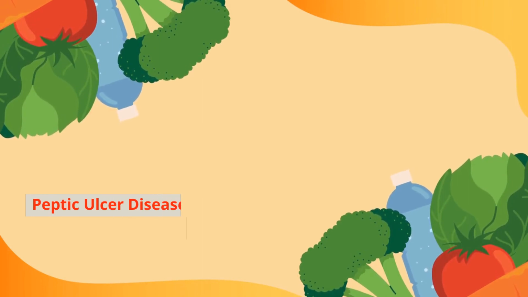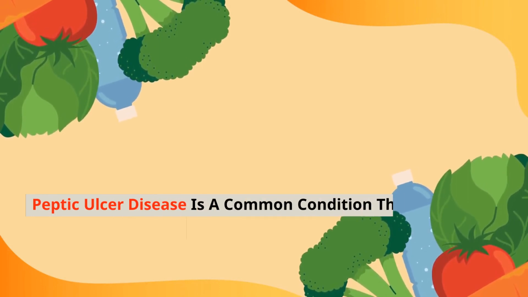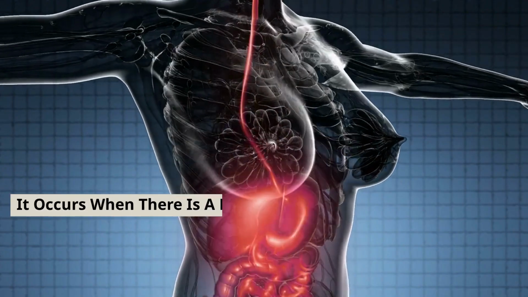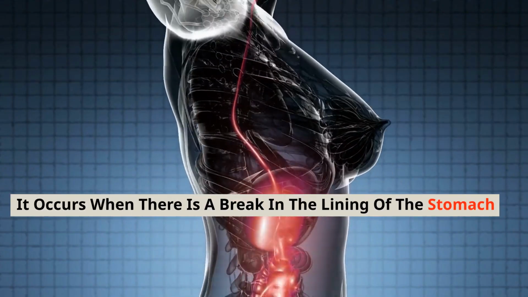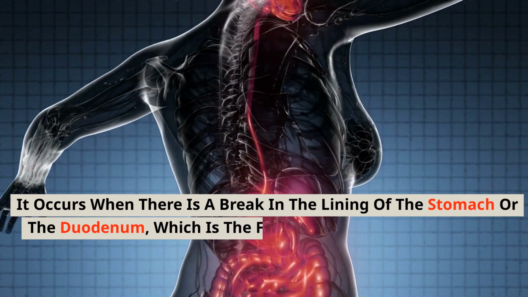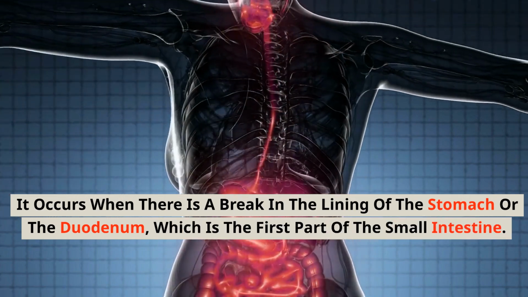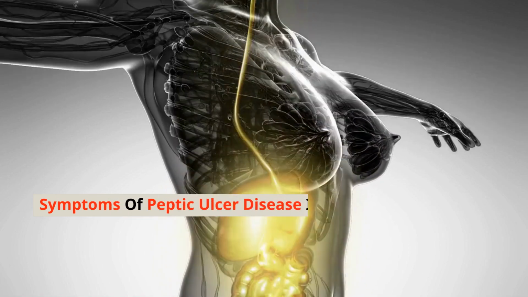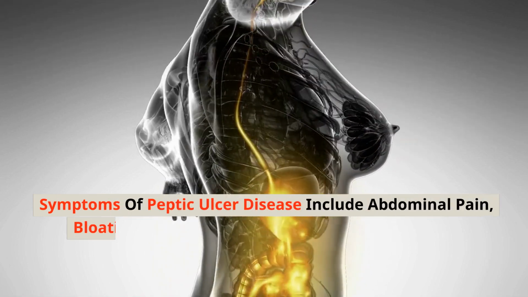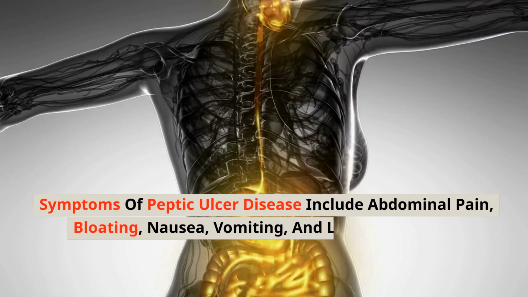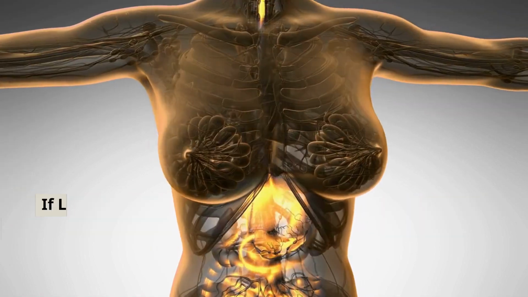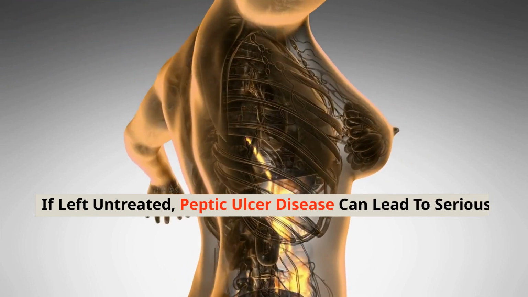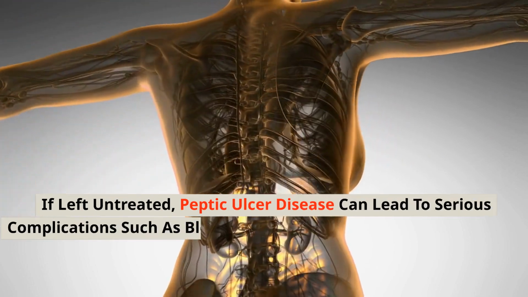Peptic ulcer disease is a common condition that affects the digestive system. It occurs when there is a break in the lining of the stomach or the duodenum, which is the first part of the small intestine. Symptoms of peptic ulcer disease include abdominal pain, bloating, nausea, vomiting, and loss of appetite. If left untreated, peptic ulcer disease can lead to serious complications such as bleeding and perforation of the stomach or duodenum.